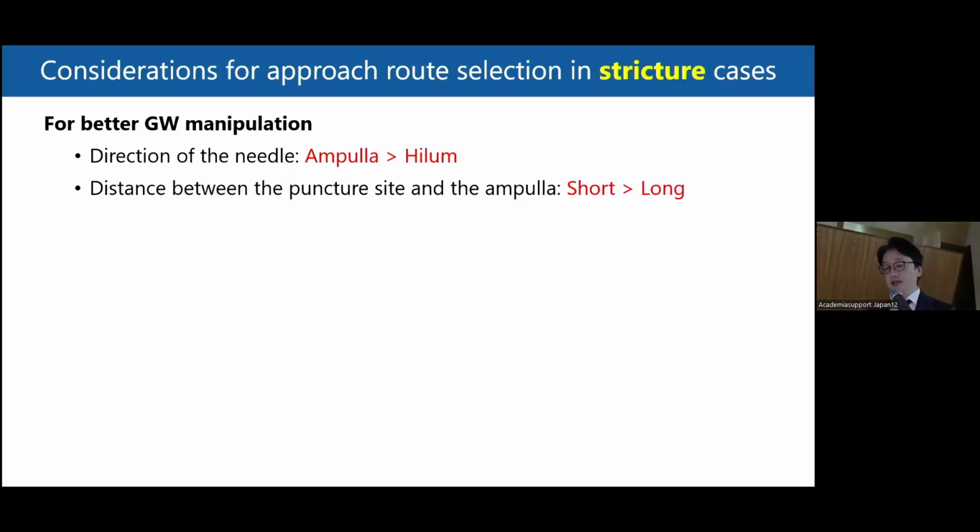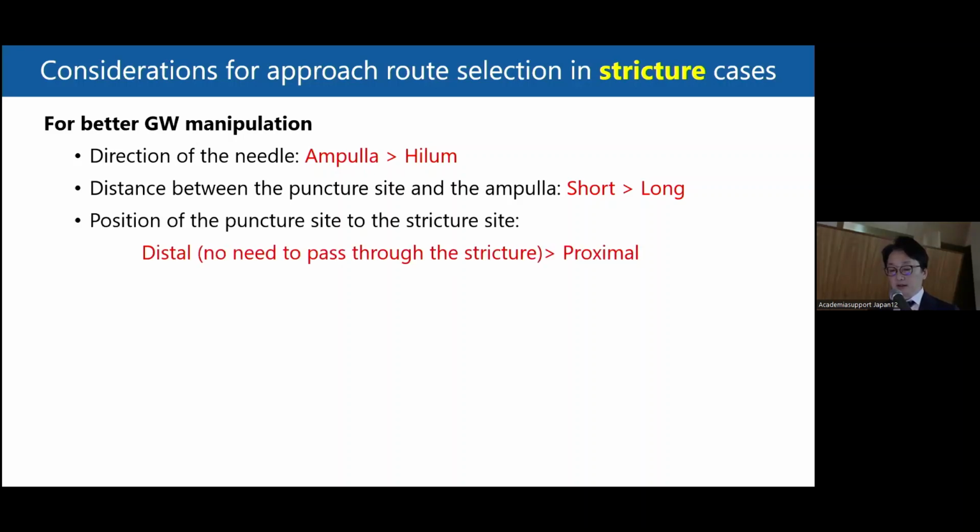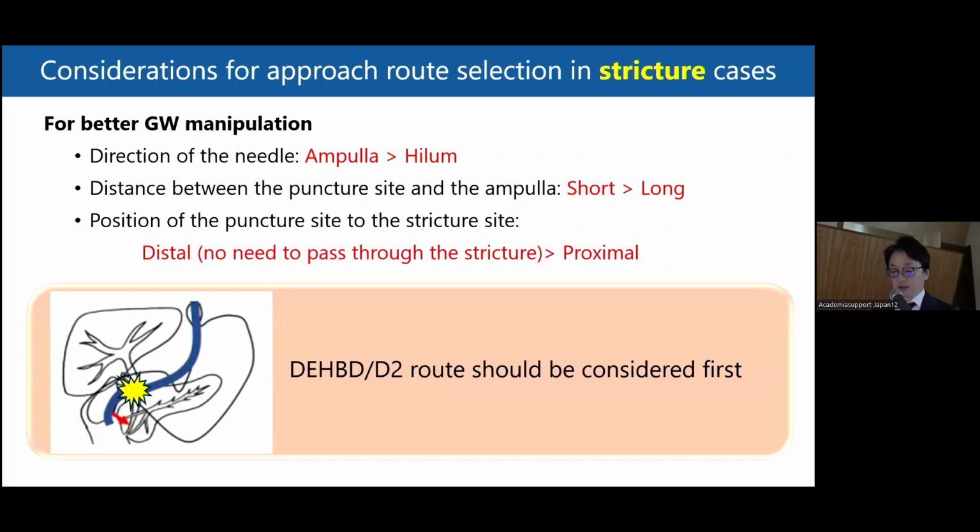In stricture cases, the position of the puncture site relative to the stricture site is a major concern. The distal site is better than the proximal site because there is no need to pass through the stricture. Then the distal EHBD by the D2 route should be considered first.